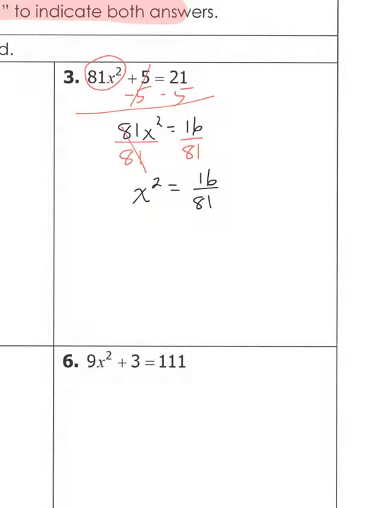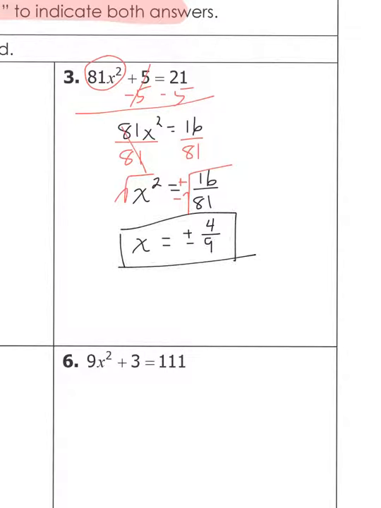But I have to solve for x. So to solve for x, I take the square root of both sides. Don't forget that plus minus. So the square root of x squared is x equals plus or minus. I can take the square root of 16 separately from 81. So the square root of 16 is 4, and the square root of 81 is 9. So this parabola crosses the x-axis at positive 4/9 and negative 4/9.